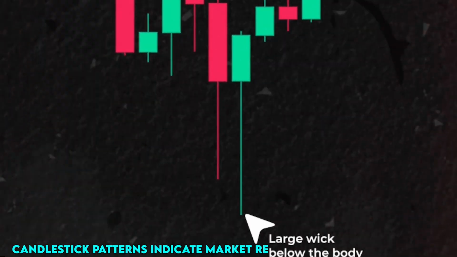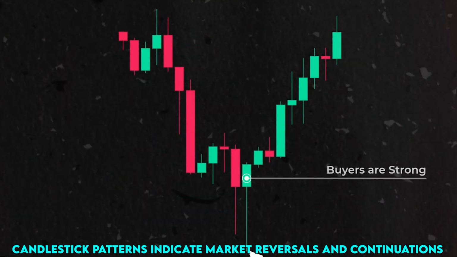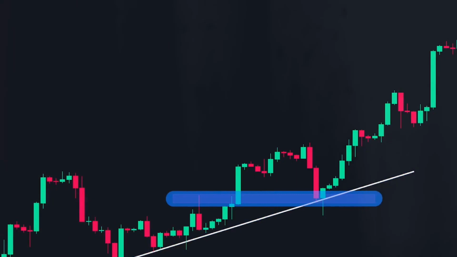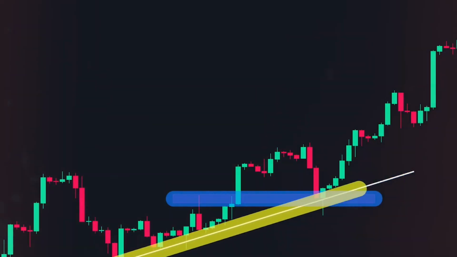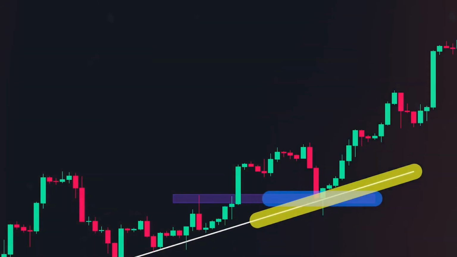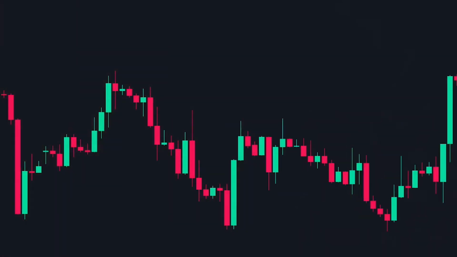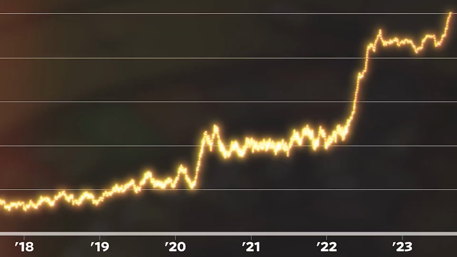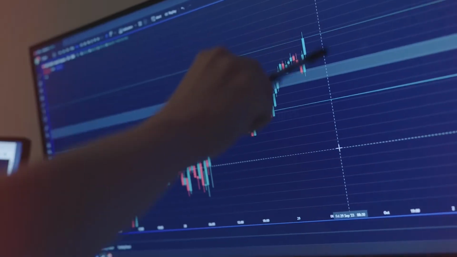4. Candlestick patterns indicate market reversals and continuations. Reversal patterns such as the evening star, bearish, or morning star, bullish, might signal a shift in market direction. Continuation patterns such as the flag or pennant might indicate a break in the current trend before restarting in the same direction.